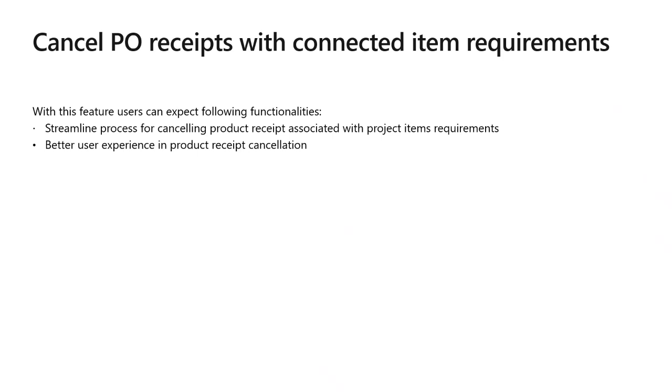When this feature is enabled, the product receipt cancellation function applies to purchase orders connected with item requirements that have not been invoiced. Upon selection, the system will cancel any posted item requirement packing slips and create posted project transaction reversals. The original entry and the reversal entry will be connected and not available for further adjustments. And it will cancel the selected product receipt.